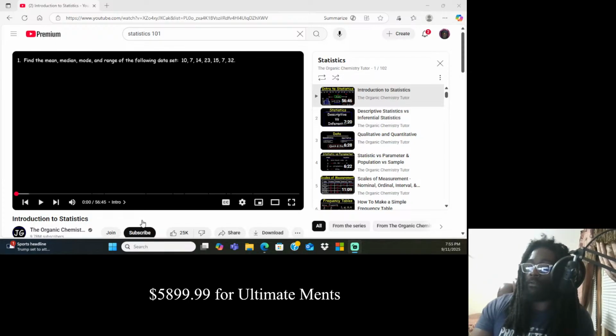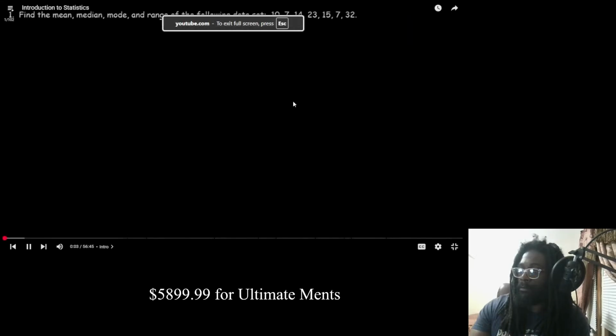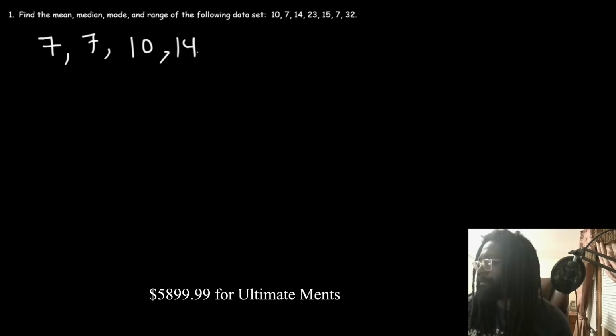Hold on. So we're gonna start it. We can start now. Let's start with this problem. Find the mean, median, mode, and range of the following dataset. Now, the first thing that I would recommend doing is arranging the numbers in increasing order. So the lowest number is 7, and we have two of them. After that, the next number is 10, and then 14, 15, 23, and 32.